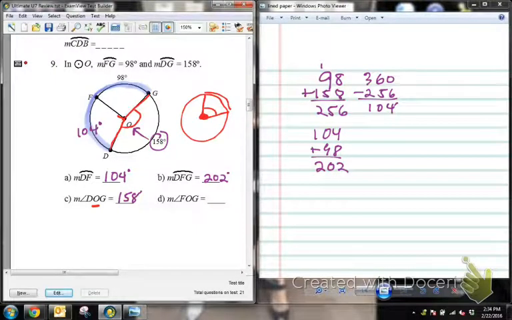The last one in number 9 we have to find is the measure of angle FOG, which is right here. That's the angle we're looking for, and notice that it intercepts that arc above it, arc FG, which is 98, and again, central angle, so it's exactly the same. So that last measurement, angle FOG, is 98 degrees.